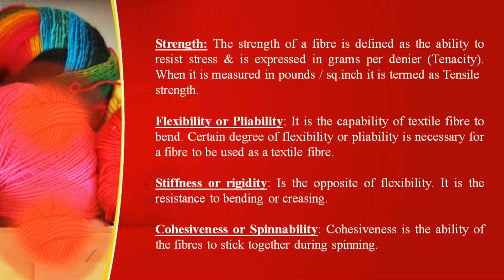Flexibility or pliability. It is the capability of textile fiber to bend. A certain degree of flexibility or pliability is necessary for a fiber to be used as a textile fiber. Stiffness or rigidity is the opposite of flexibility. It is the resistance to bending or creasing. Cohesiveness or spinnability. Cohesiveness is the ability of the fibers to stick together during spinning.